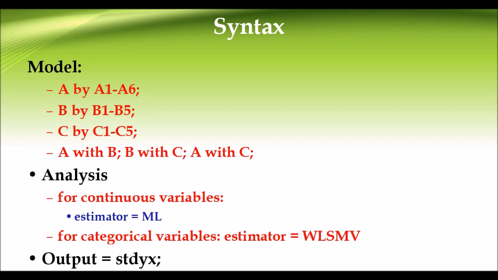Then I have to establish the covariances among all these constructs. For example, in this case, there are three constructs, so I'll establish three covariances. Between A and B, between B and C, and between A and C.